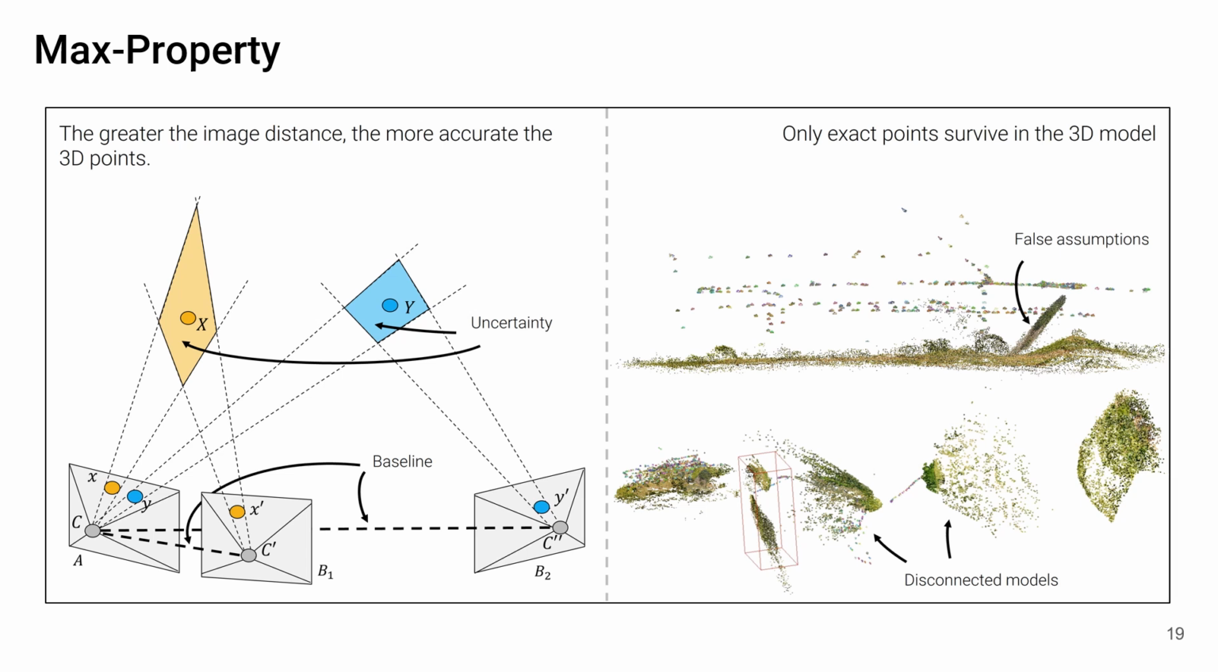On the right side, we see what happens when we choose this distance to be too large. False assumptions can arise, or even disjointed 3D models that we can no longer put together.